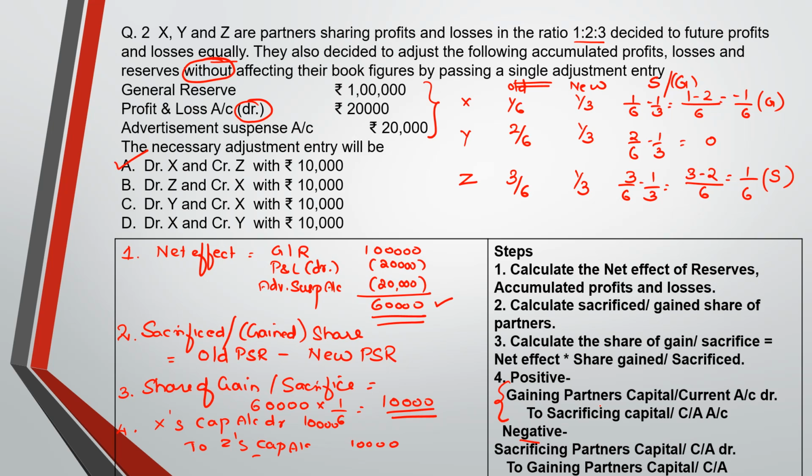So this is a procedure that you have to follow: do the rough calculations and get the correct journal entry. And I hope this concept is clear, that by passing a single adjustment entry, without affecting the book value, just follow these 4 steps, do the rough calculation and get the journal entry. I hope that is clear.